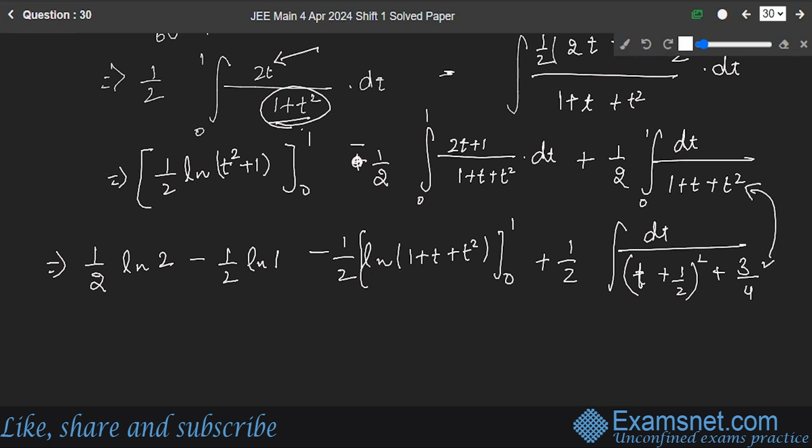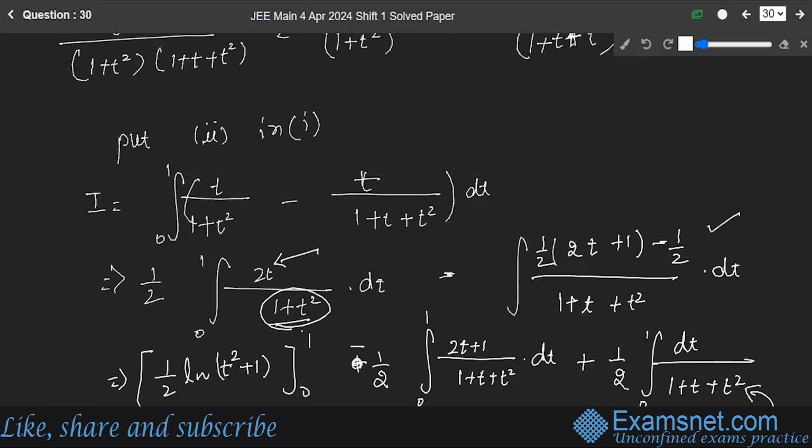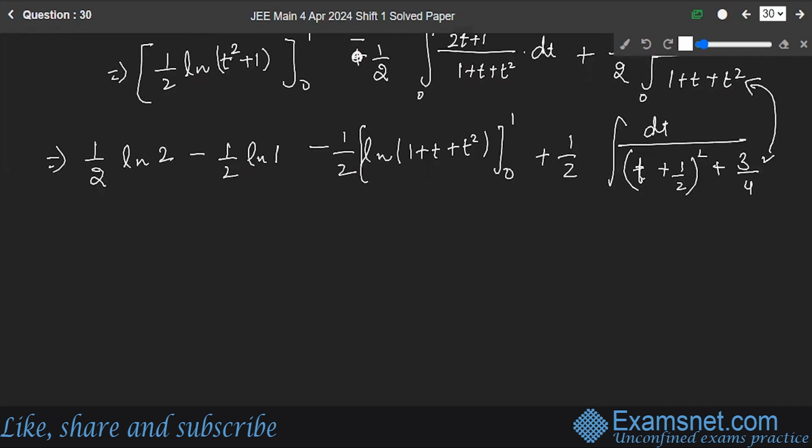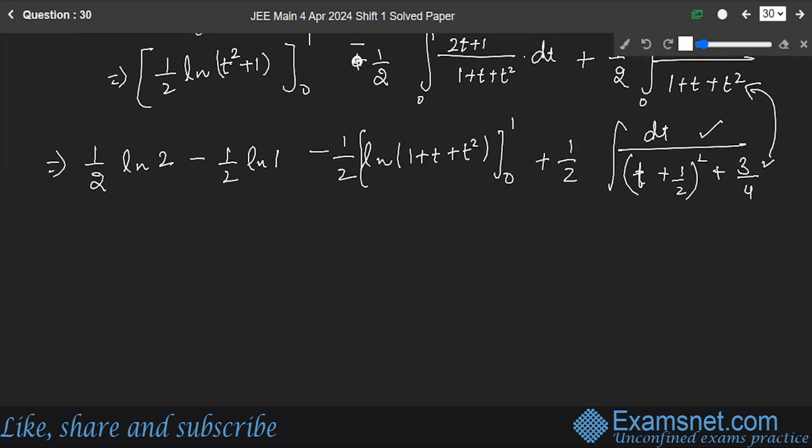Now, why I have done this step is because I want to separate this variable which was in the numerator as a separate thing. Here was the highest part t square, so I can go for something like the derivative of the denominator. So I broke up this numerator into this and this, and now the numerator is having only constant 1. Now this is the formula for tangent inverse.